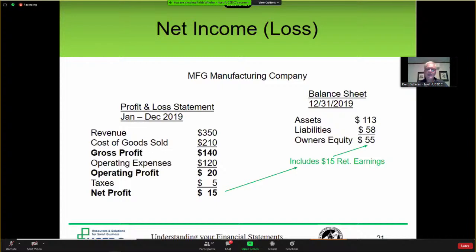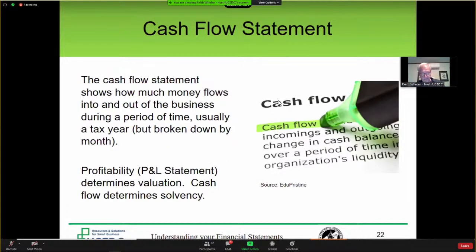That's how you build your net worth as a person, or as a household, and that's the way a business builds its owner's equity as well, is to retain those profits within the company, and it builds its owner's equity. All right, so that's the relationship between the two, P&L statement and the balance sheet. Last one is the cash flow statement.